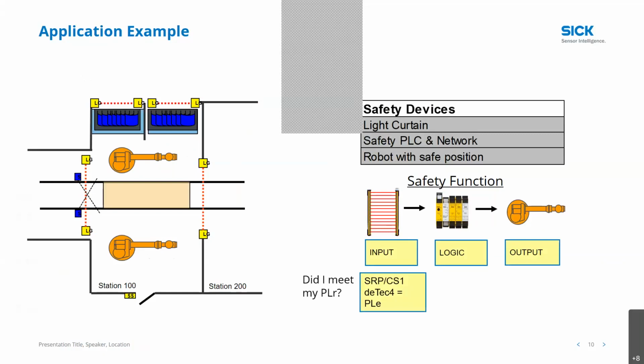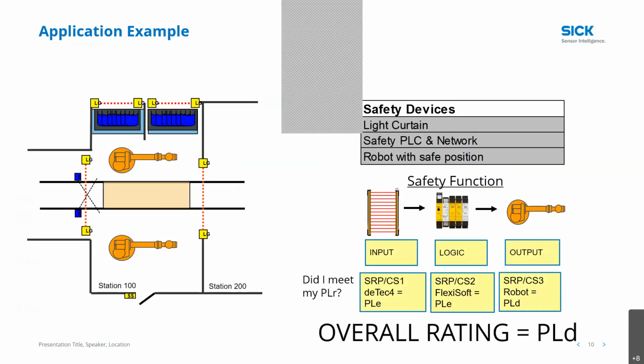We can get this information from the manufacturer. Our light curtain reaches performance level E. Same thing with the logic. We can get that from the manufacturer, so that's performance level E. And then commonly, our safe robot controllers are rated for performance level D. So in this case, our overall rating would follow the weakest link, and we would get an overall rating of performance level D. That's good. We said our required performance level was D, and we're meeting that. This is just the typical thought process when you're going through your risk assessment and choosing how to safeguard your robotic application.